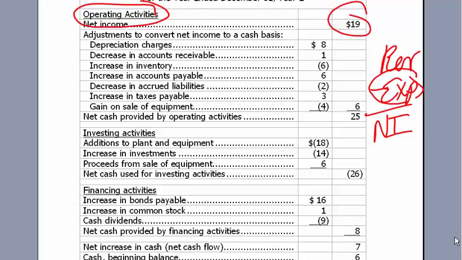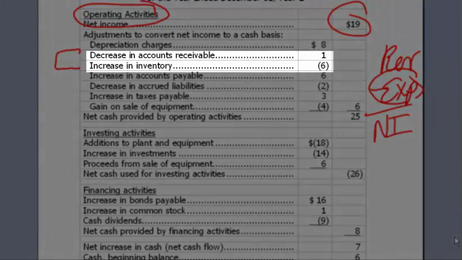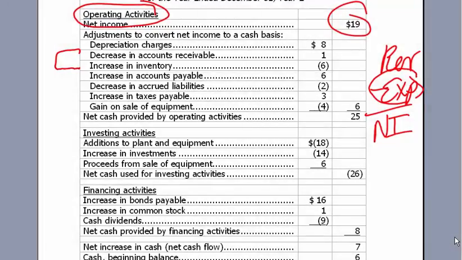The next section, which is going to be accounts receivable and inventory, the idea is you'll work with all your current assets, and they're inversely related. So if there's a decrease in accounts receivable, you add it. If there's an increase in inventory, you subtract it. They're inversely related.